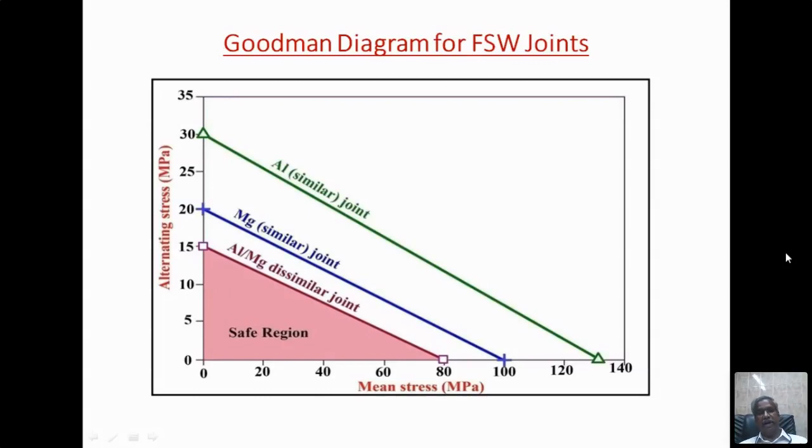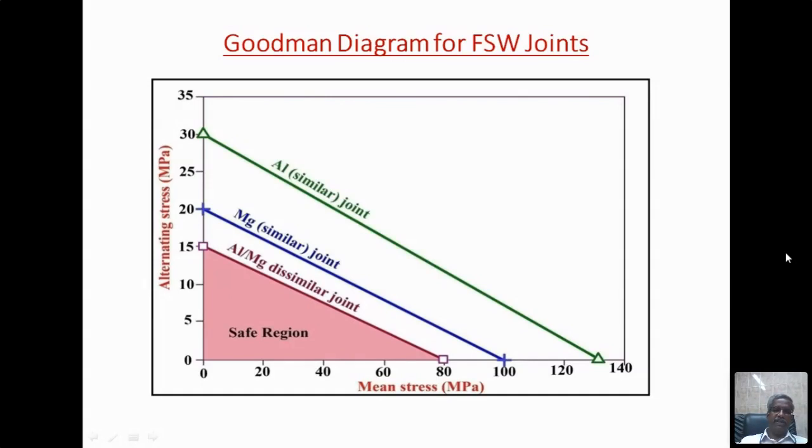We also joined aluminium with magnesium, a dissimilar joint, using the FSW process. For the joint, we evaluated fatigue strength. Fatigue strength is only 15 megapascal, and the tensile strength is 80 megapascal. So for the dissimilar joint, the safe region is under this curve. The pink color region is the safe region.